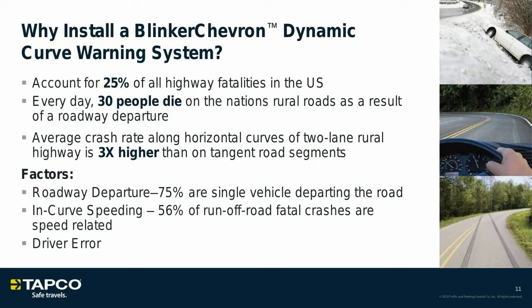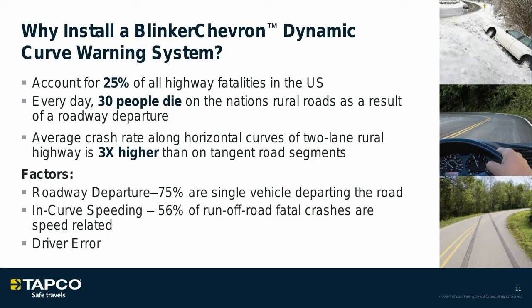Well, 25% of highway fatalities are accounted for by this, and that's what a dynamic curve warning system is trying to alleviate. Then every day, as you can see, 30 people die on rural highways as a result of a roadway departure. So again, there's a high percentage of fatalities on our U.S. roadways, especially when it comes to exiting or entering a sharp curve.